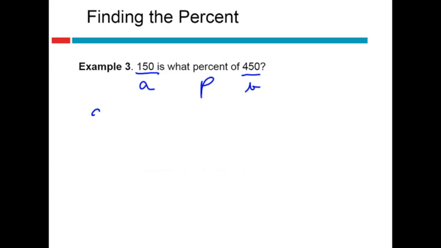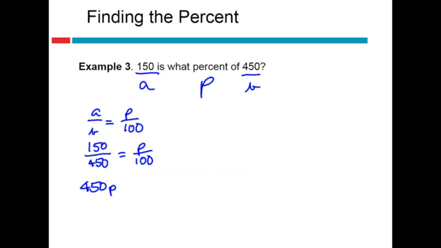So we write our proportion, amount over base equals percent over 100. The amount is 150. The base is 450. That equals P over 100. So we're going to cross multiply. That means 450 times P is equal to 150 times 100.